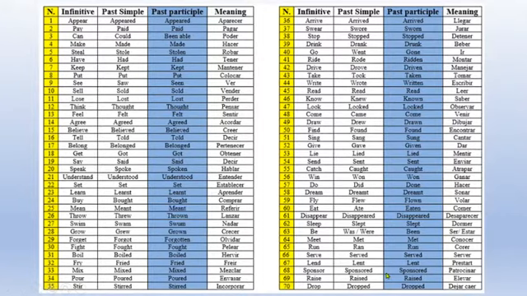Now, I have a verb list that it's quite important that you practice. As you can see, you have the columns infinitive, past simple, past participle, and meanings. They are in Spanish. Okay. The most important part for this tense is the past participle. That is the blue column.